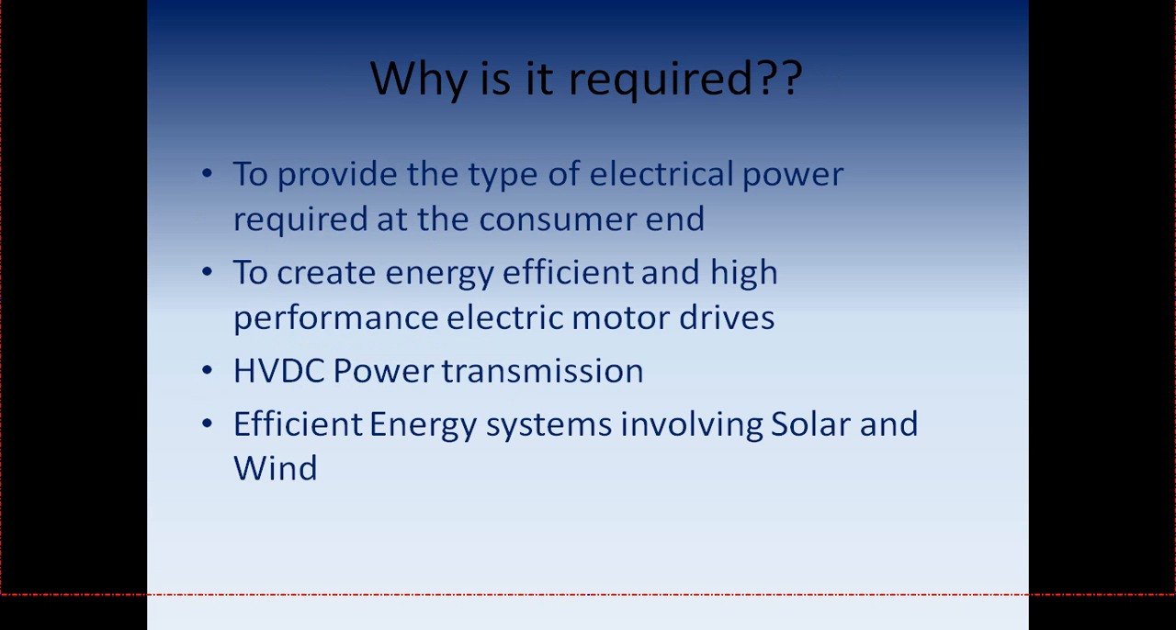Why is it required? I explained a fair bit about it. Let's go to the slide. To provide the type of electrical power required at the consumer end. If we require AC power, we get it directly from the grid. If we require DC power, we have to convert the AC into DC, and this is only possible through power electronics.